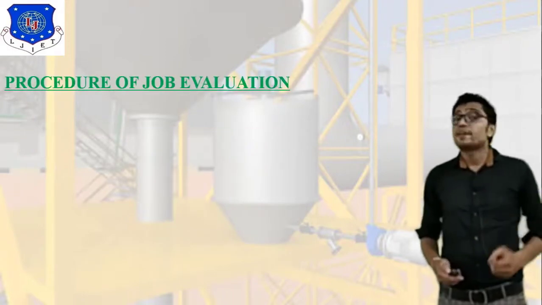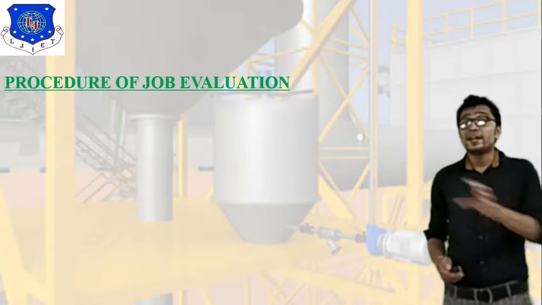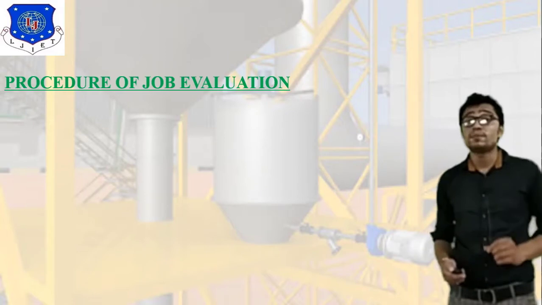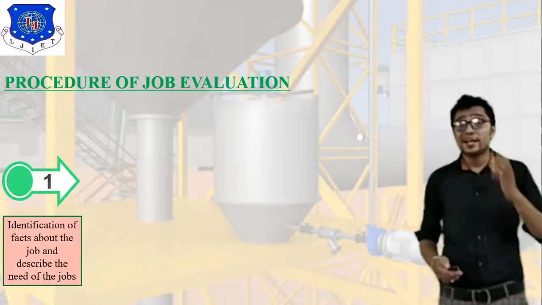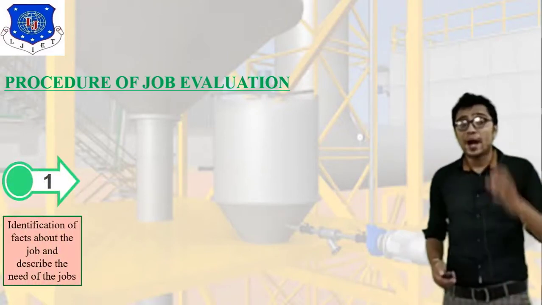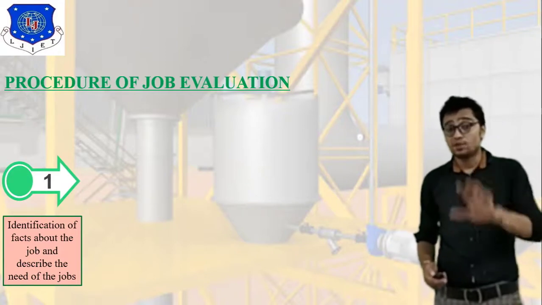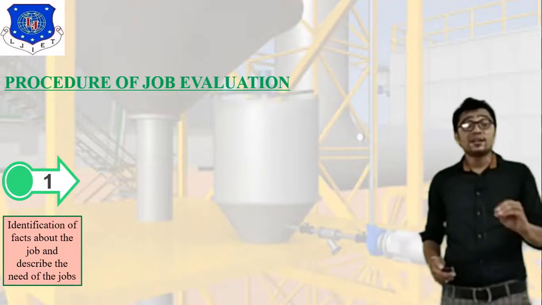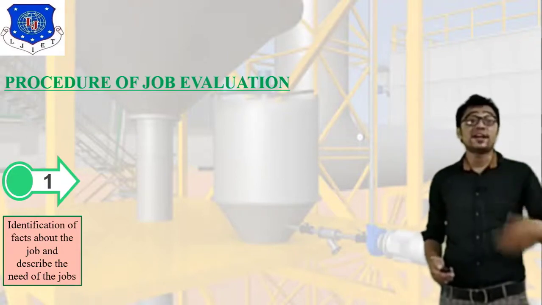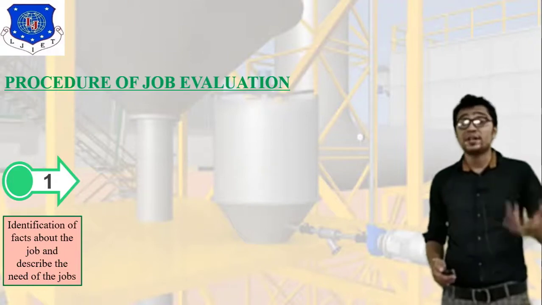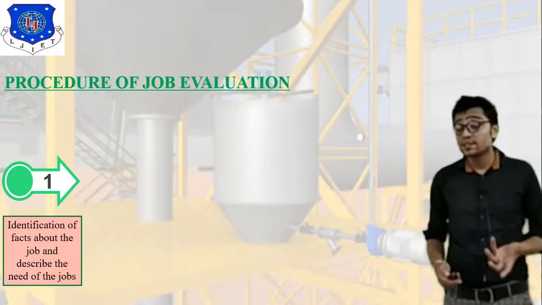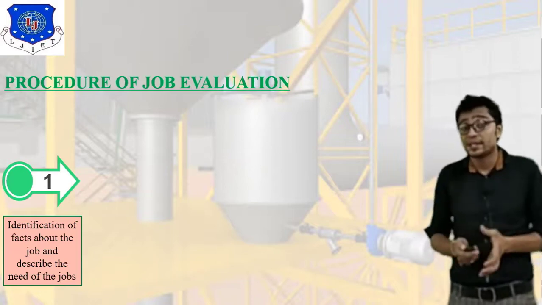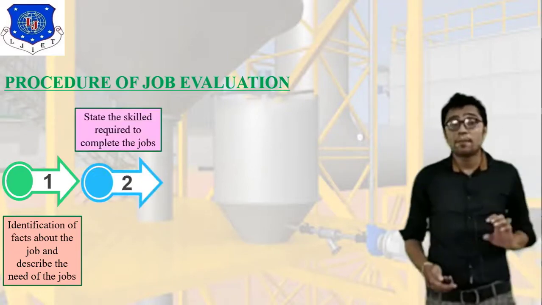Procedure of job evaluation, or the steps to find out the job evaluation. This is also very important. The first and important parameter is to identify the facts about the job and describe the need of that job. To identify the experience, if you want an experienced person, then you have to identify the roles and responsibility. So this is a very important first step.